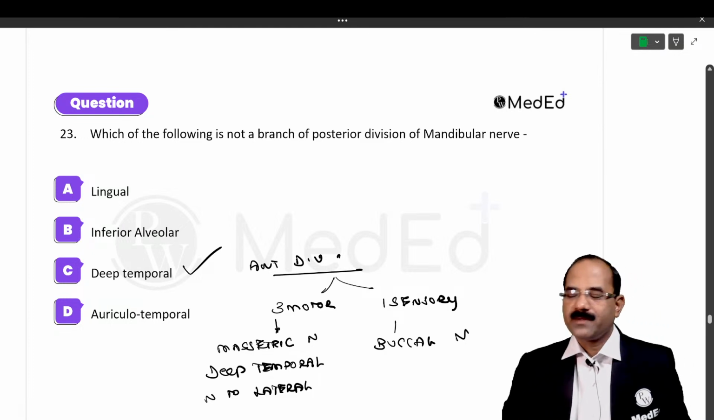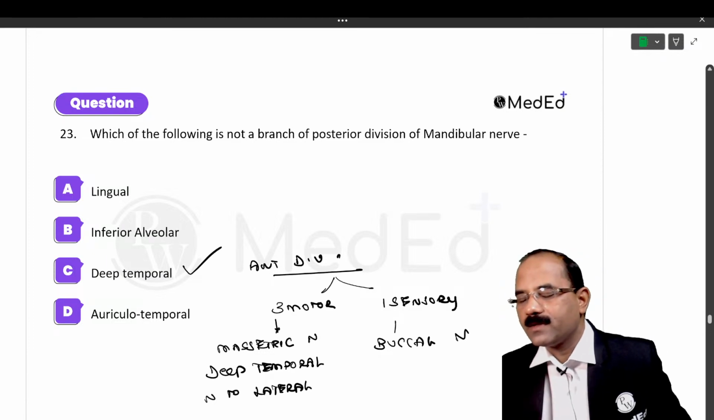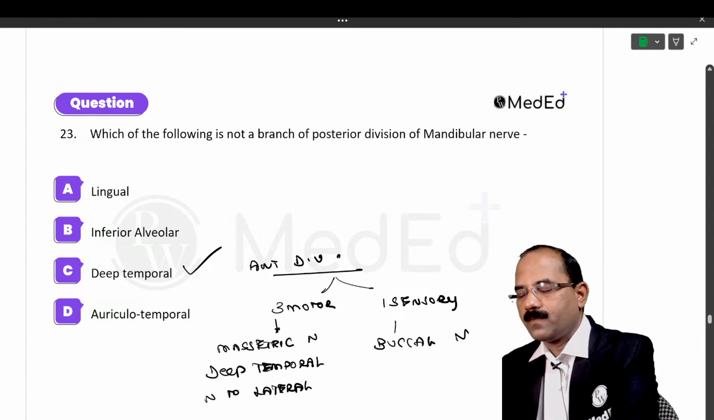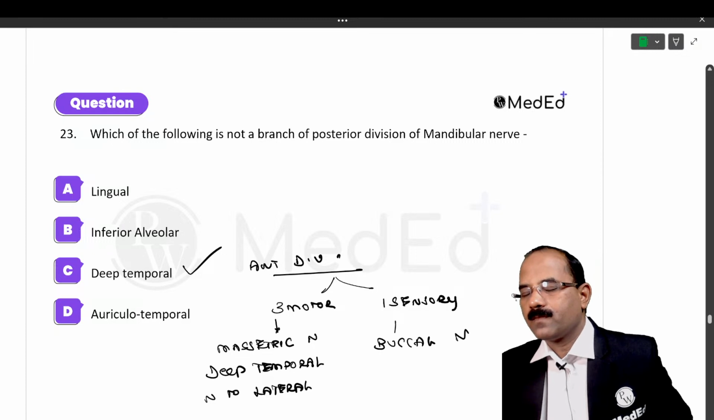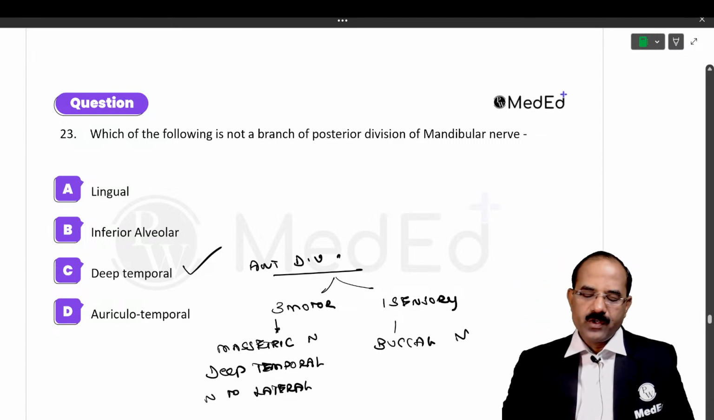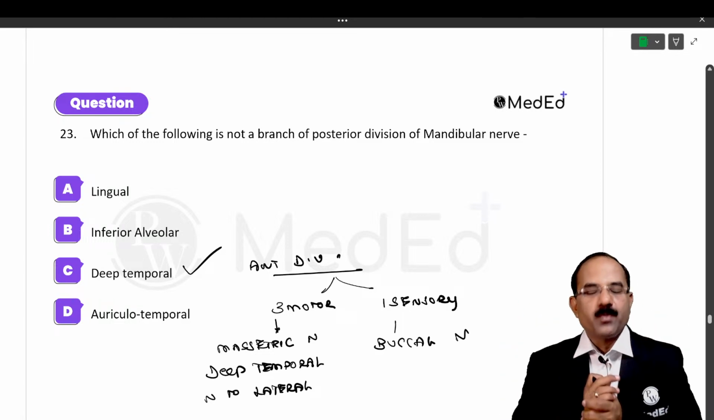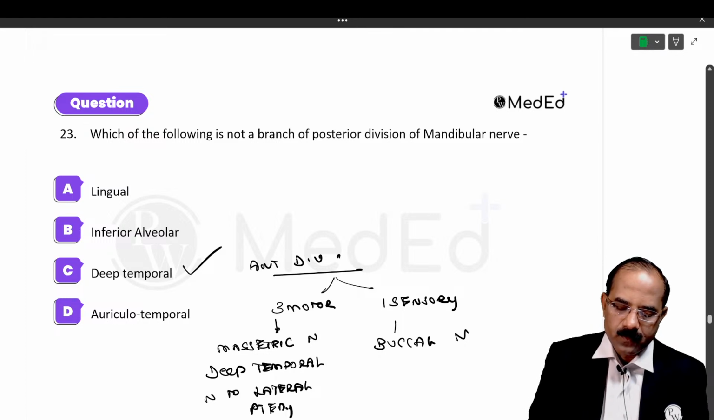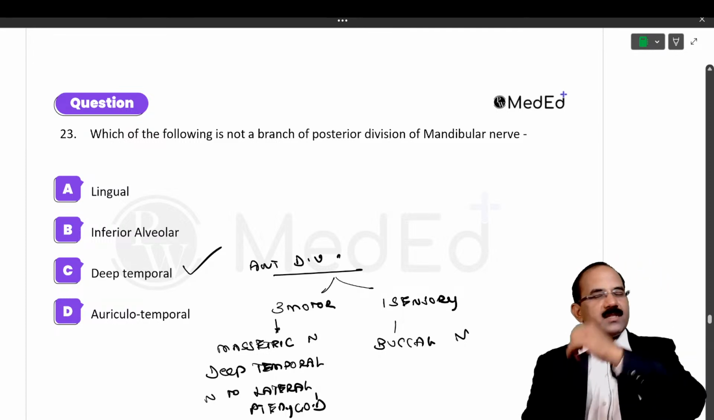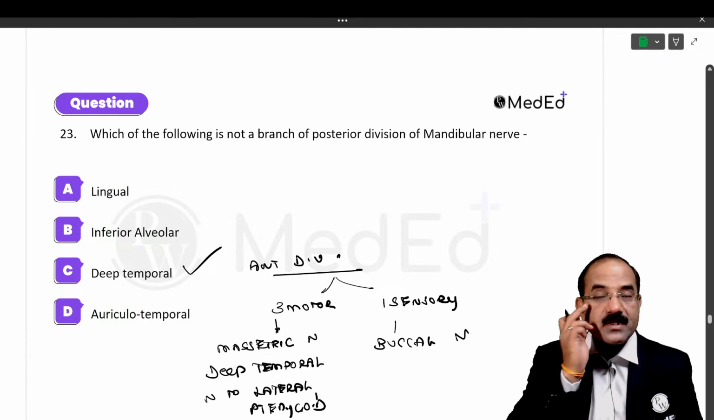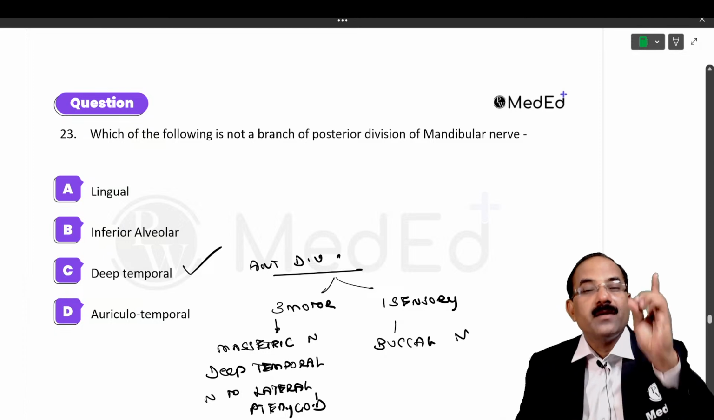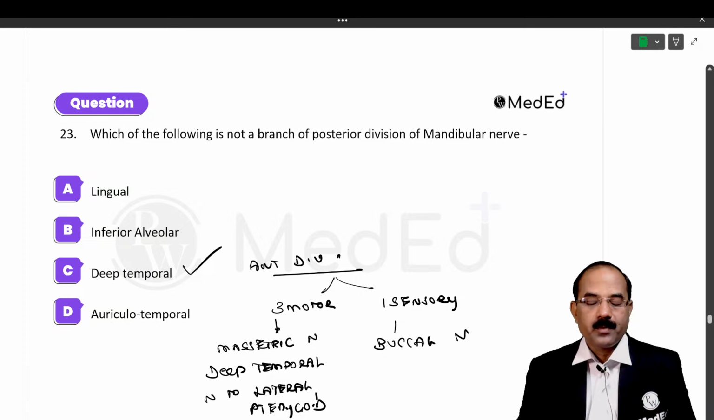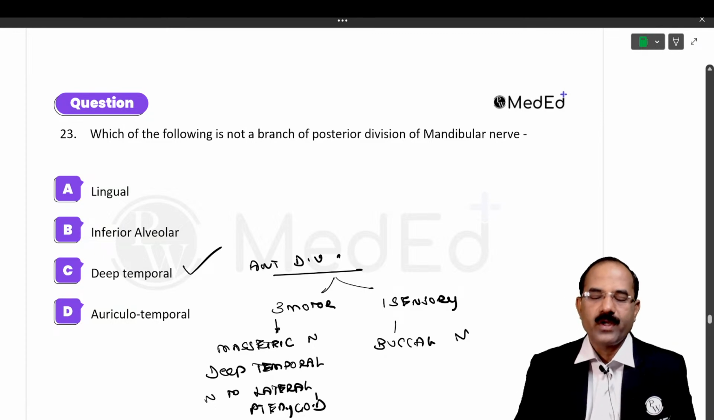D is not the answer, children. Just one minute. Okay, fine. So the anterior division of the mandibular nerve gives 3 motor and 1 sensory branch. The motor branches are the masseteric nerve, the deep temporal nerve, and the nerve to lateral pterygoid. The 1 sensory branch is the buccal nerve. The answer for this is deep temporal. Deep temporal nerve is a branch of the anterior division of the mandibular nerve. Just remember this, children: the posterior division gives lingual, inferior alveolar and auriculotemporal.